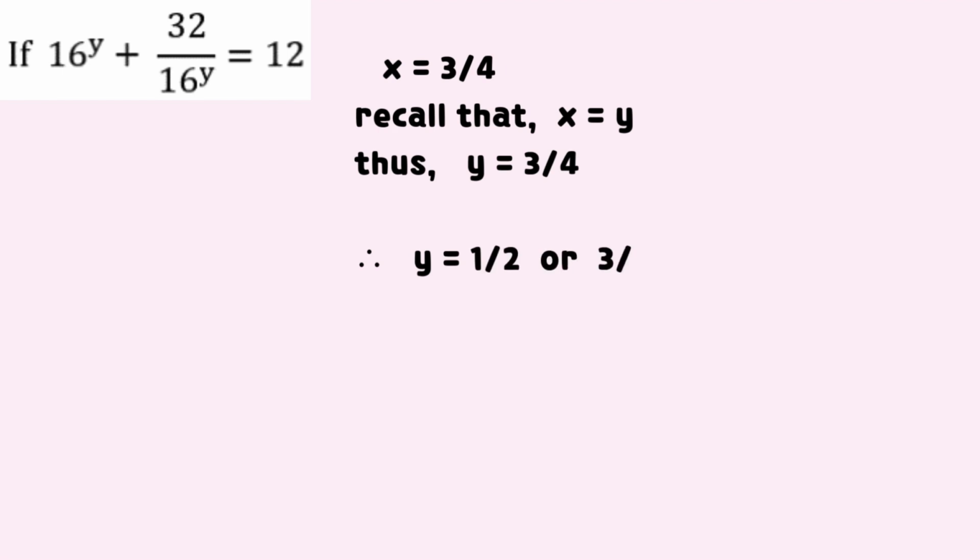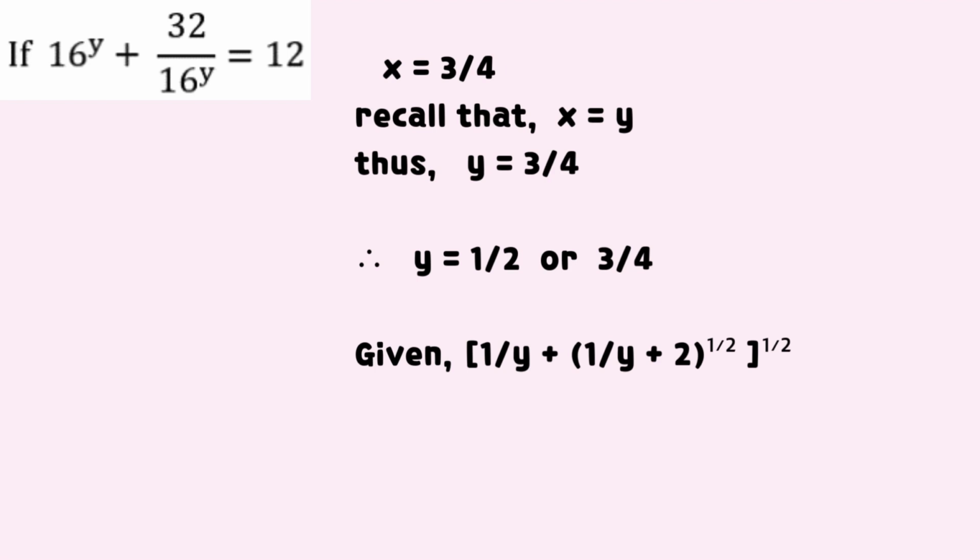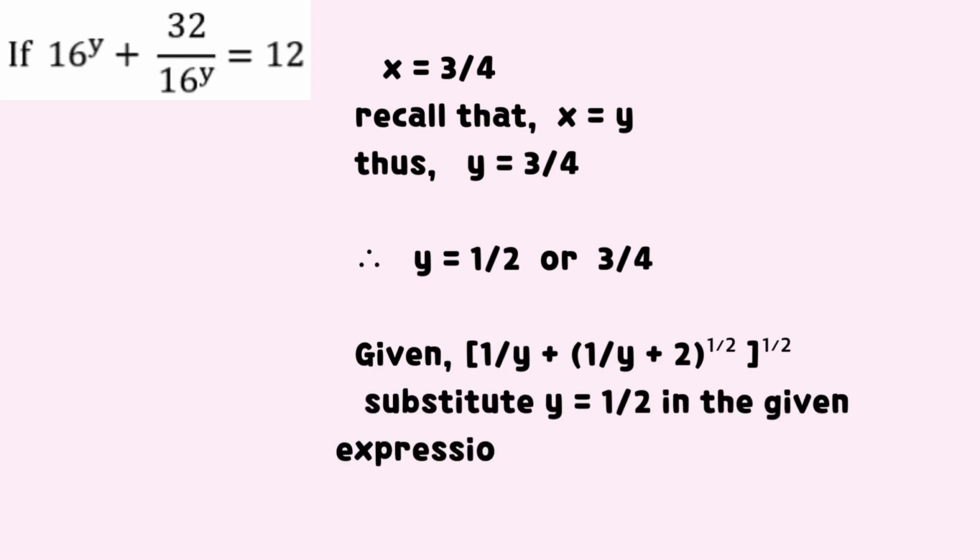Recall that x equals y. Thus, y equals 3 divided by 4. Therefore, y equals half or 3 divided by 4. From the given expression, the square root of the sum of 1 divided by y and the square root of the sum of 1 divided by y and 2.